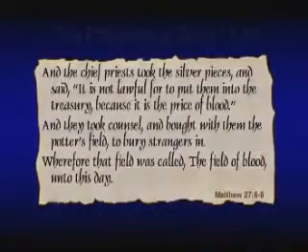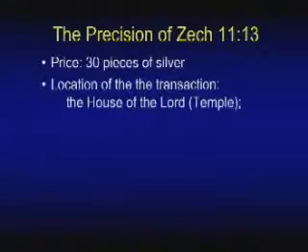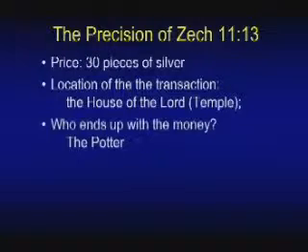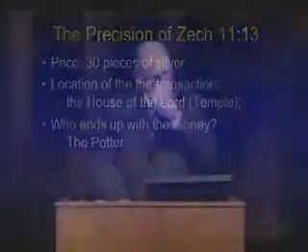Now I want you to notice the particulars here. The price was 30 pieces of silver. The location of the transaction was in the house of the Lord, that is in the temple, right? And who ends up with the money? The potter, the guy that owned that field. So it's interesting, those conditions are all met from Zechariah's prophecy. If I say the probability of this happening as a random occurrence, I'd say it's less than 1 in 100,000. Probably, you could say 1 in a million, but this will suit our purposes.